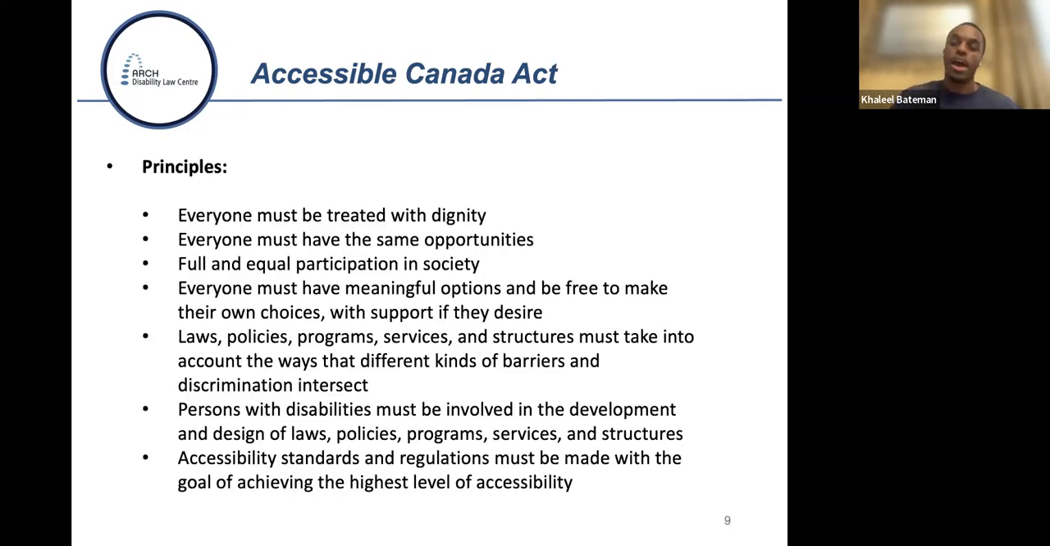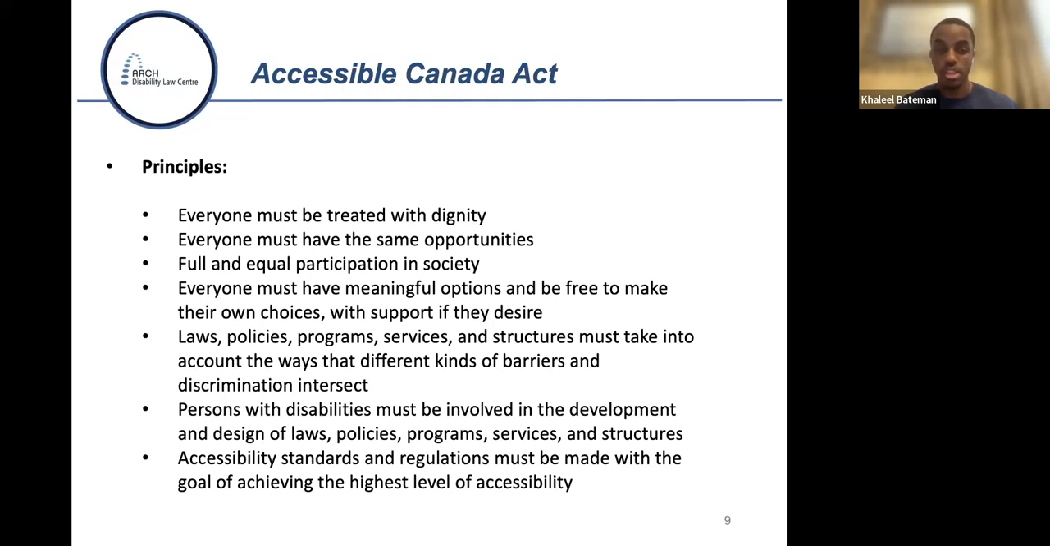The ACA also has a set of principles listed out in the Act that outline the intention and goals of the ACA. These principles are essentially the backbone of the legislation and the source of its purpose. They are as follows. Everyone should be treated with dignity. Everyone must have the same opportunities. There must be full and equal participation for all in society. There must be options available for all so that they can make their own choices freely with support if they desire.